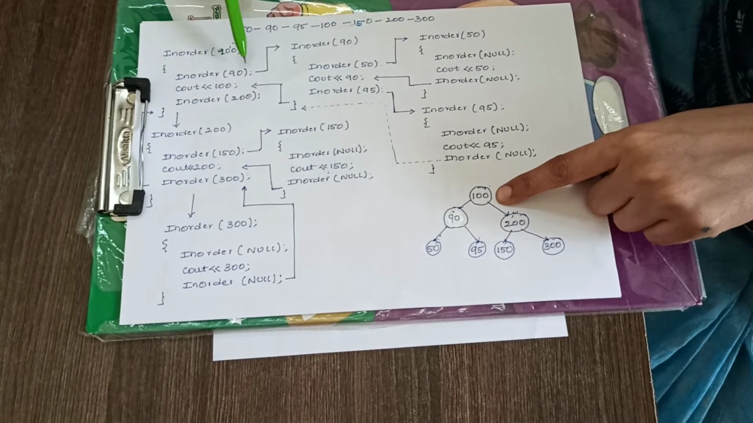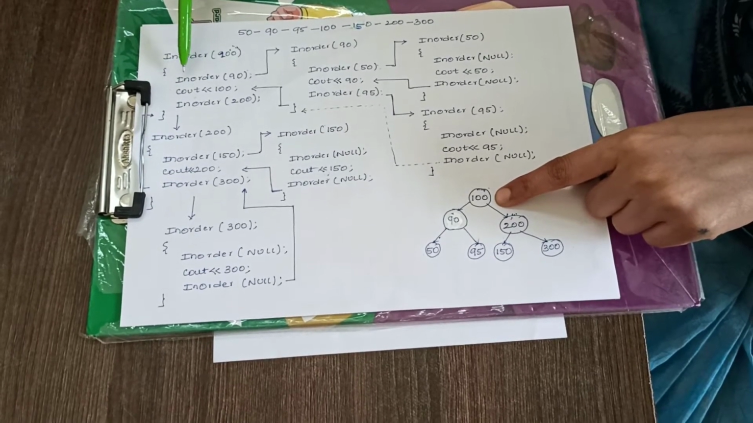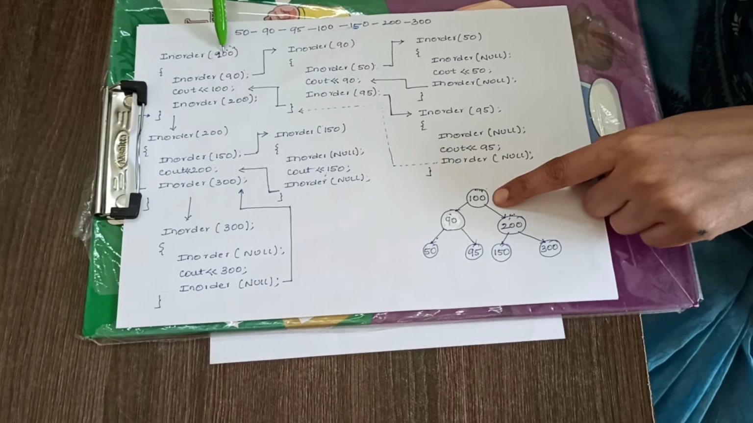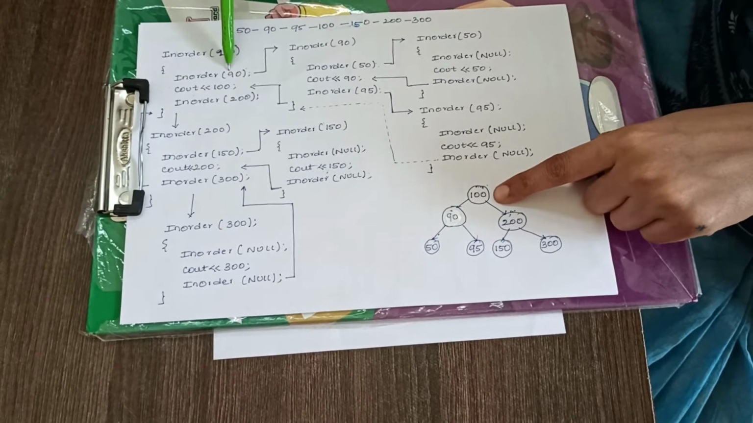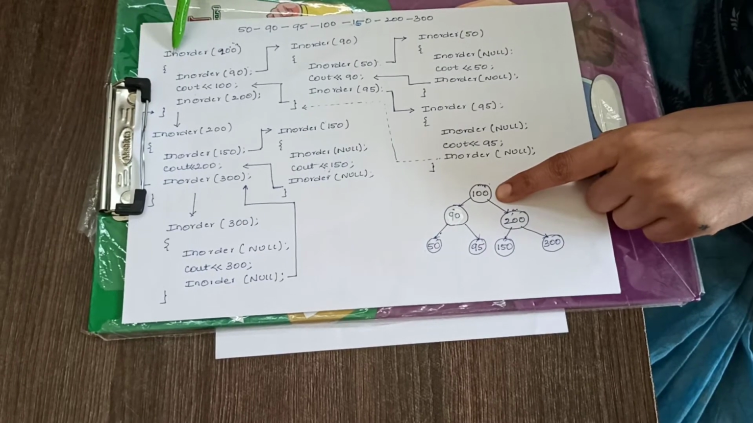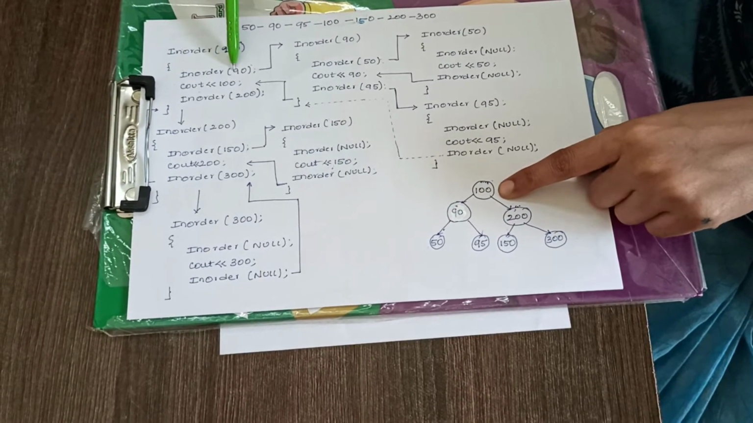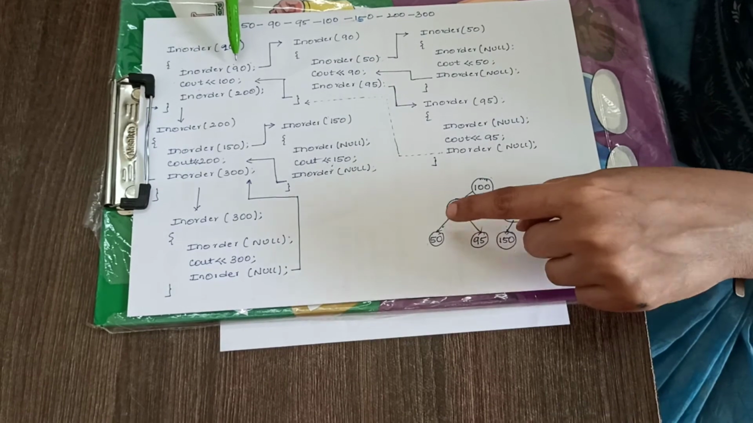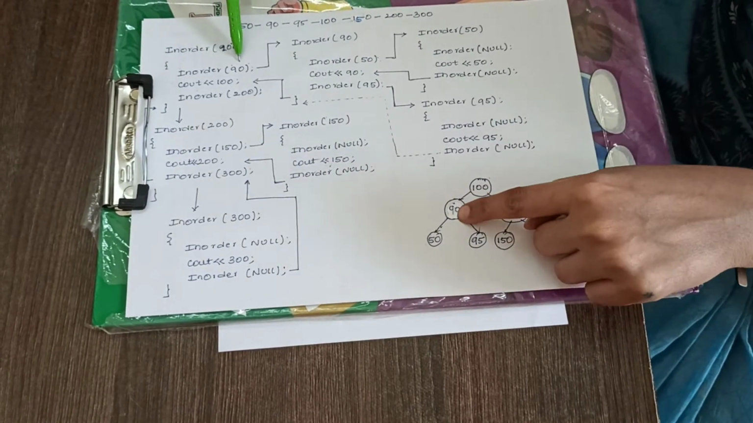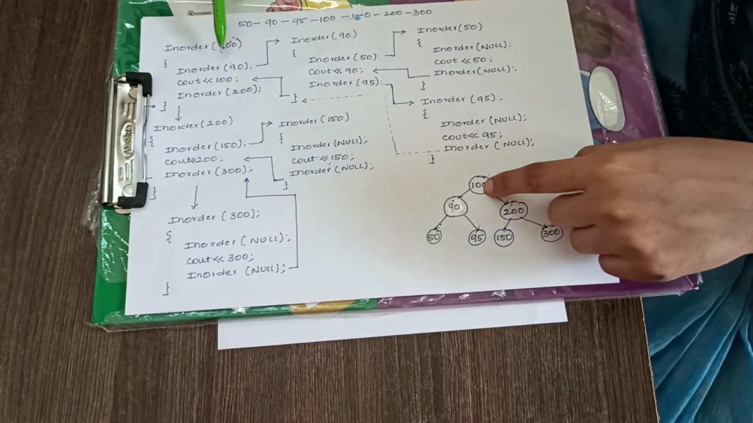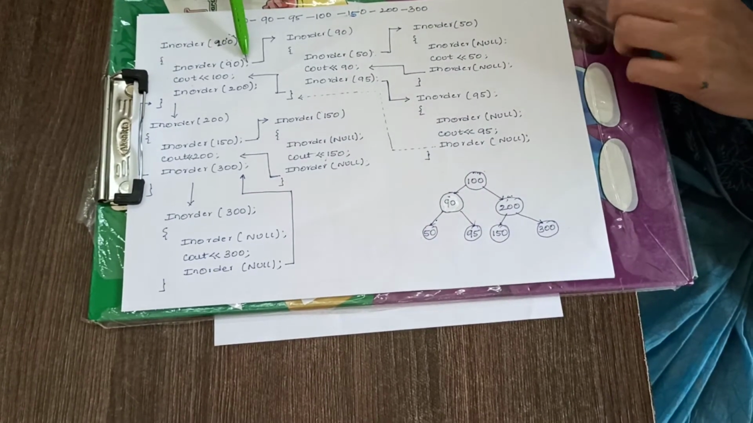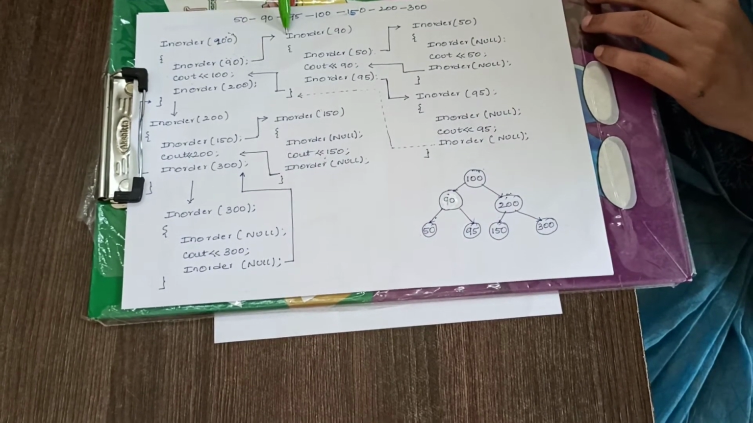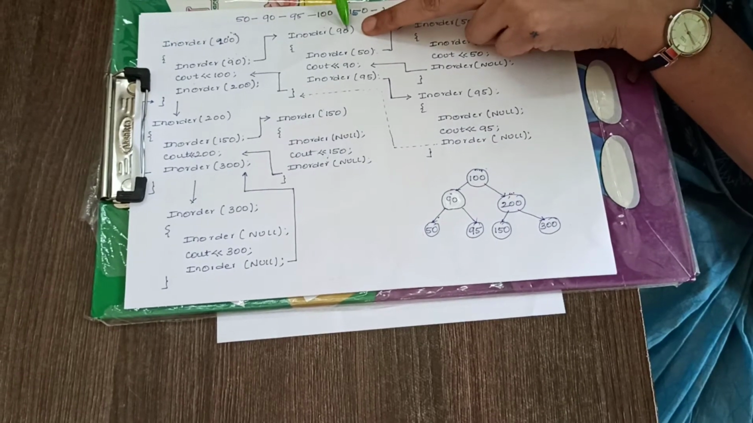As soon as Inorder of 100 starts executing, Inorder of 90 will be called. I mean to say, the Inorder function calls itself recursively by taking the left link. 90 is the left link to 100, so that is Inorder of 90. Now the function Inorder of 90 will be processed, so the control is given here.